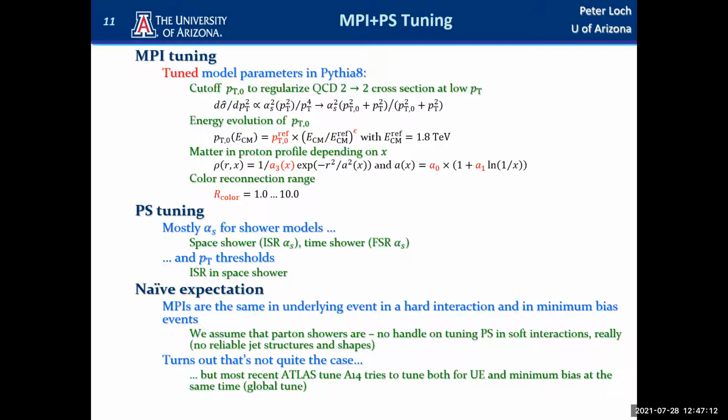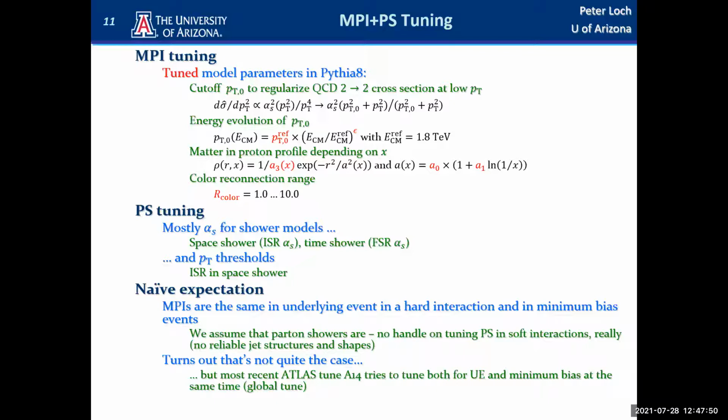it involves the cutoff for the regularization of the QCD cross-section at very low pT. This goes down as 1 over pT to the 4th, and it's an infinity at very small angles and very low emissions. So there's a regularization parameter pT0 that is put in, which itself is parameterized in terms of two other parameters, which are the reference pT0 and an exponent to the ratio of the center of mass energy over the reference center of mass energy. For historic reasons, this is still the Tevatron energy.